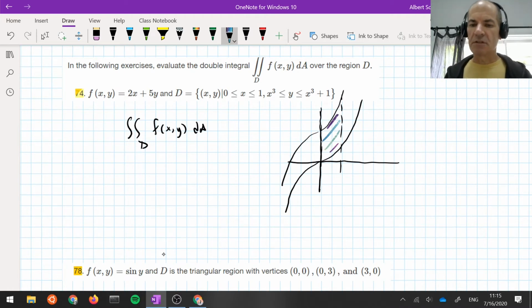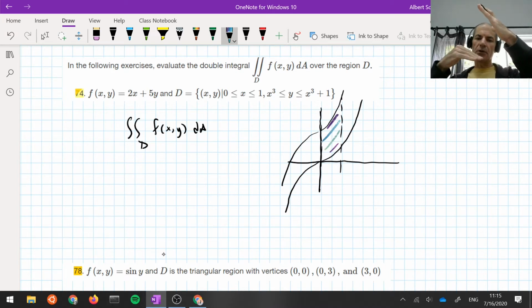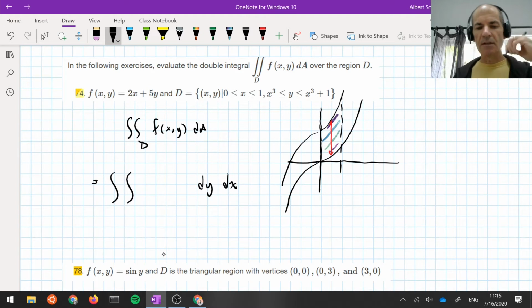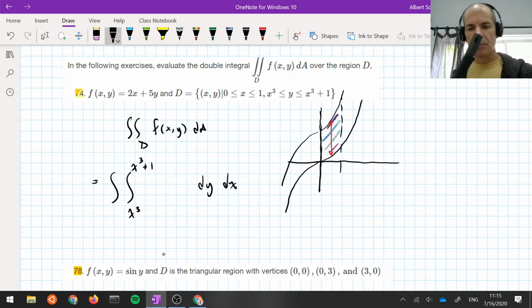What kind of region is this? Type 1 or type 2? It's type 1 because the top and the bottom are curves and the left and the right are straight lines. So we're going to integrate this in the vertical direction first. That's dy and then dx. So dy dx, just to remind us, the inner limits of integration go from x cubed, the lower curve, up to x cubed plus 1, the upper curve.